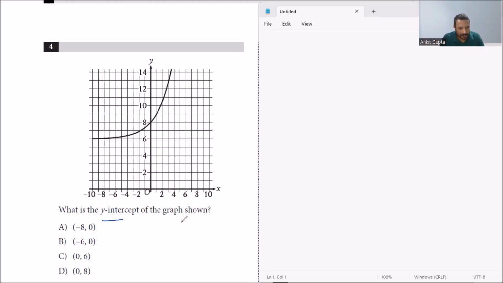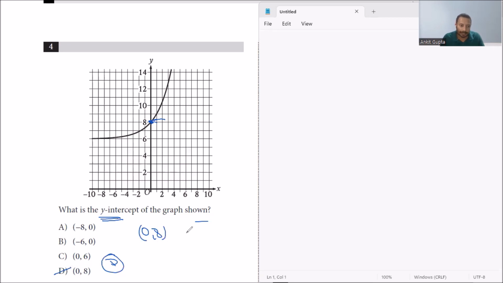What is the y-intercept of the graph shown? So the graph is shown to us and we need to find the y-intercept. Now what is the y-intercept? The y-intercept is where the graph intersects the y-axis, and that's when the value of x becomes 0. That means this point over here. We can see it is intersecting at the point 8 and the x coordinate will be 0. So the answer will be (0, 8) and will be option number D.